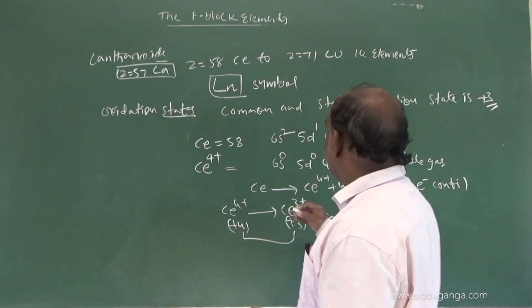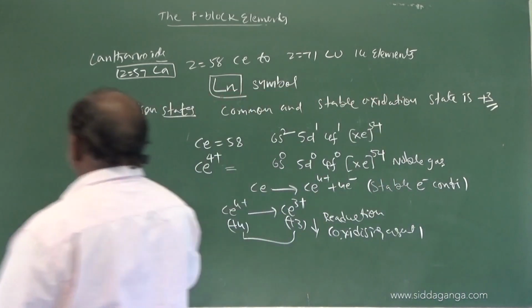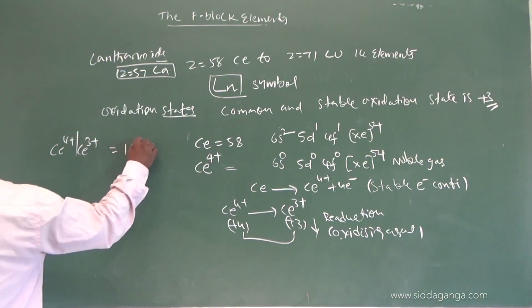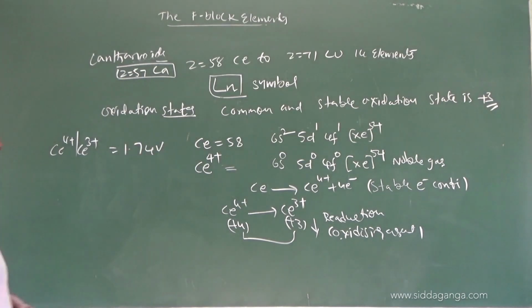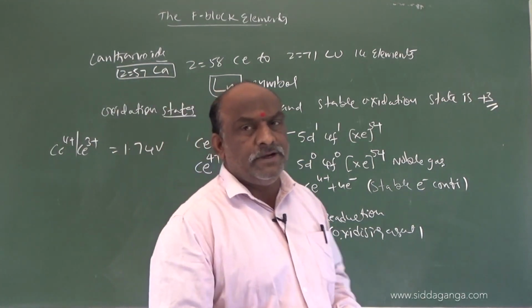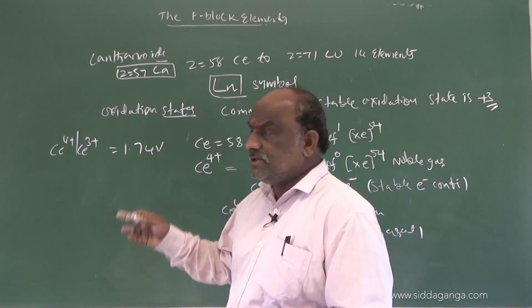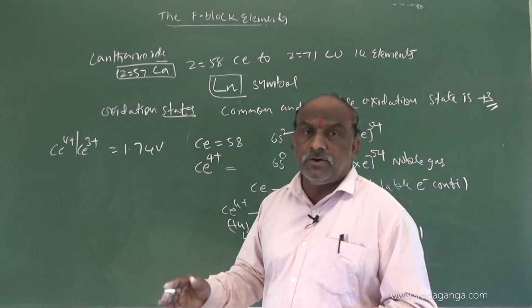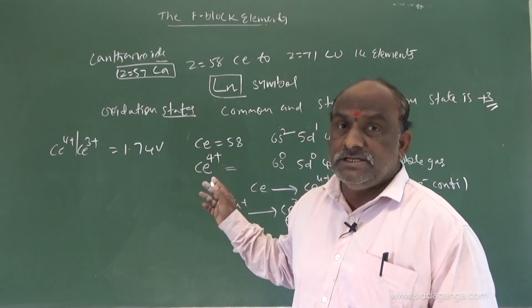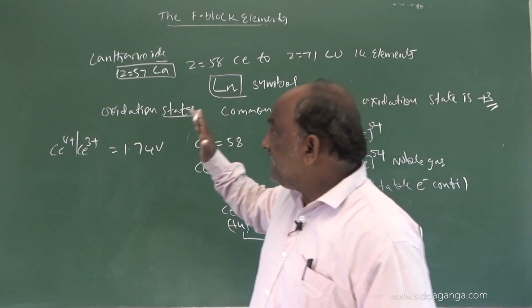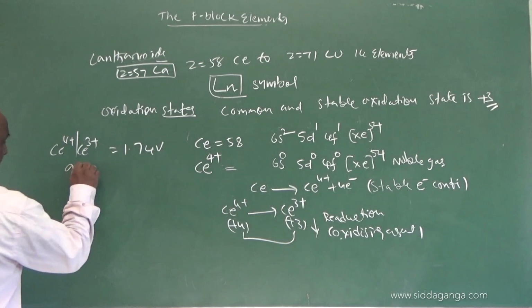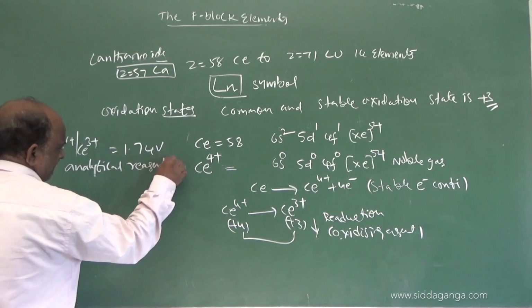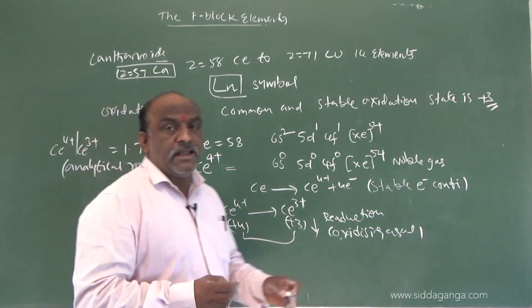And one more point regarding this. The electrode potential of cerium 4 plus to cerium 3 plus is 1.74 volts. Due to that high electrode potential, it acts as an oxidizing agent and it is used as an analytical reagent.